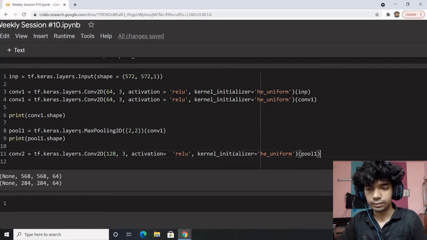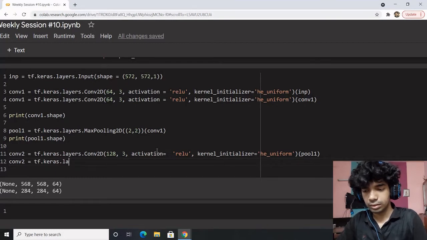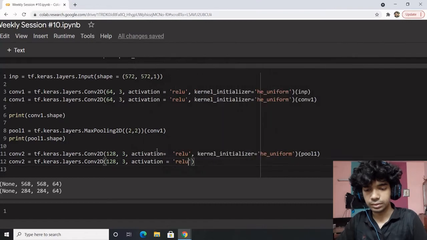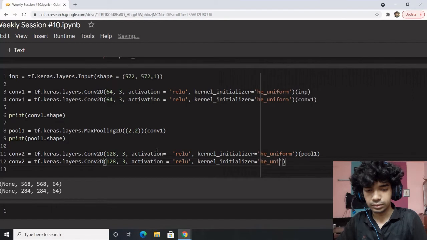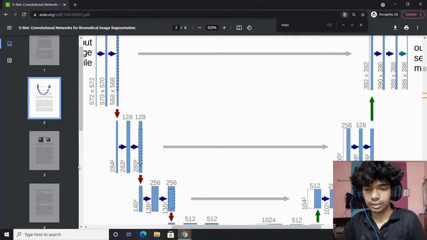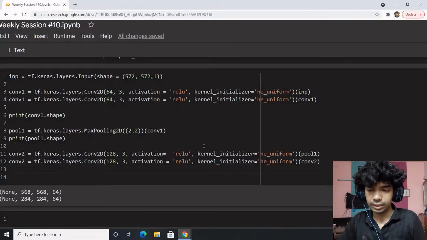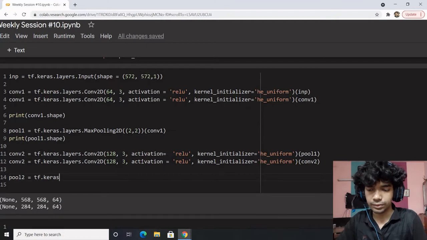We have pool 1 over here. This operation is repeated, and we have tf.keras.layers.Conv2D 128, 3, activation as relu, kernel initializer equal to he_uniform. This Conv2D would be reused again over here. So now we need to have pooling with a different name. We'll do it as pool 2.